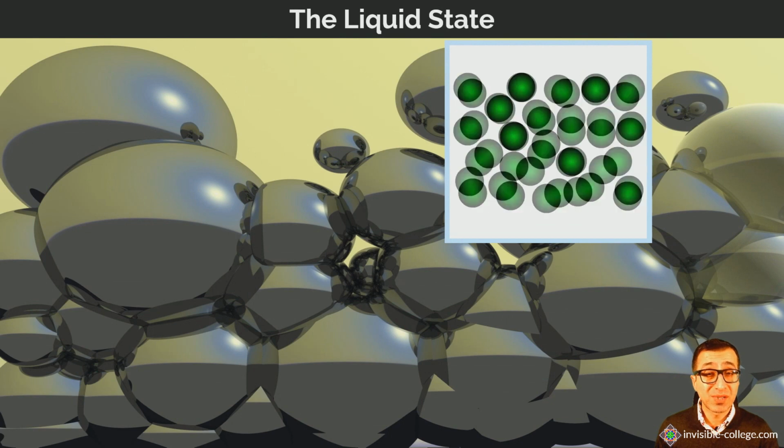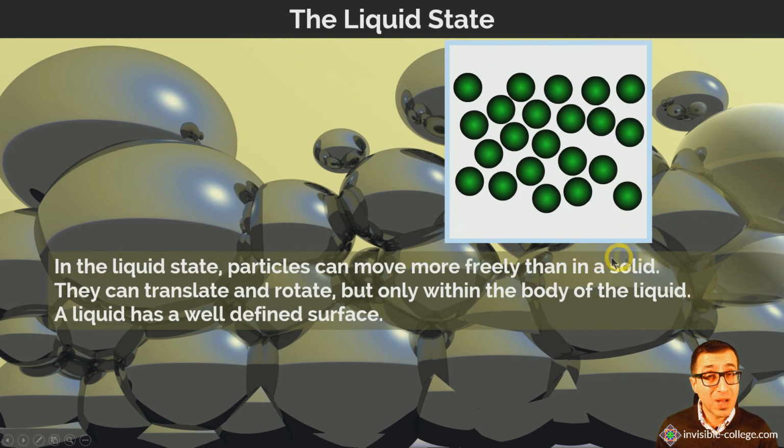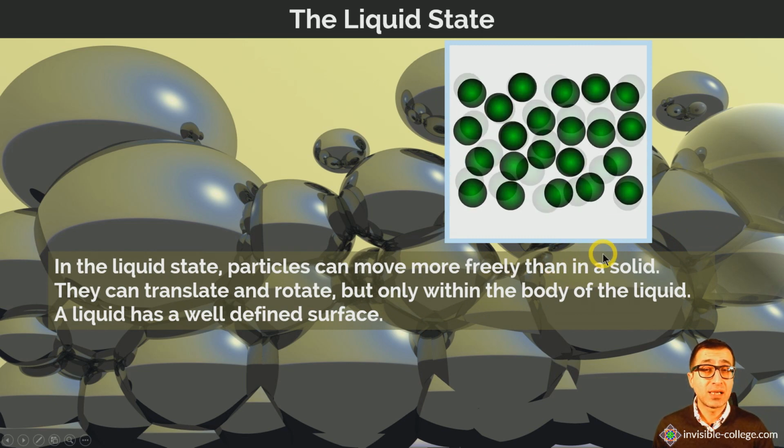So in liquids, the particles can move more freely than in a solid. They can move translationally, they can rotate, but only within the body of the liquid. And so a liquid has a well-defined surface and a well-defined volume. Now, some particles can escape the surface of the liquid because at any given temperature, some particles will have higher than the average kinetic energy and are able to break free of the forces of attraction keeping the liquid together. And so this is what leads to evaporation.